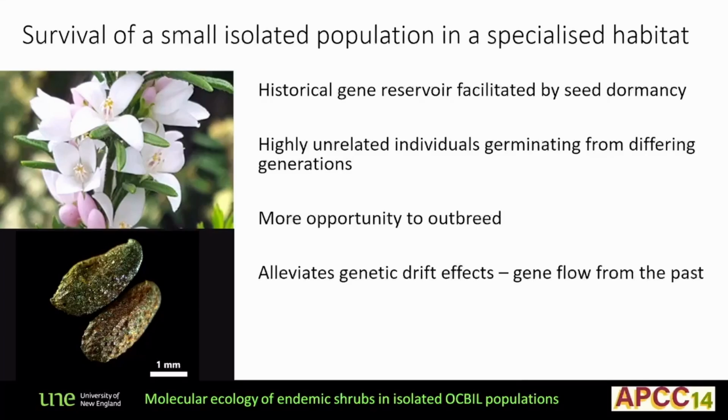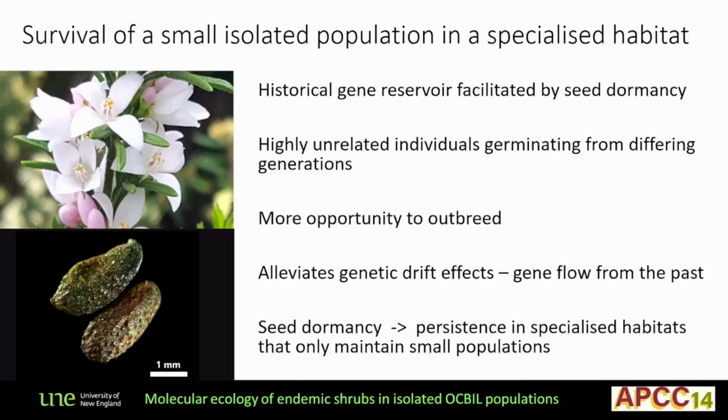What we know in conservation biology is you like to have a whole heap of different populations in different areas, and you get that gene flow at the same time. This population sort of flipped that, and what you've got is gene flow in the same area, but over time. And the seed dormancy is allowing the persistence in specialised habitats that maintain small populations, like outcrops and OCBILs.